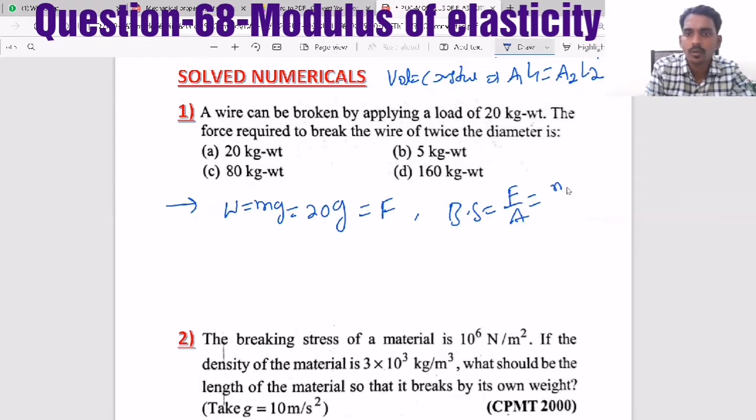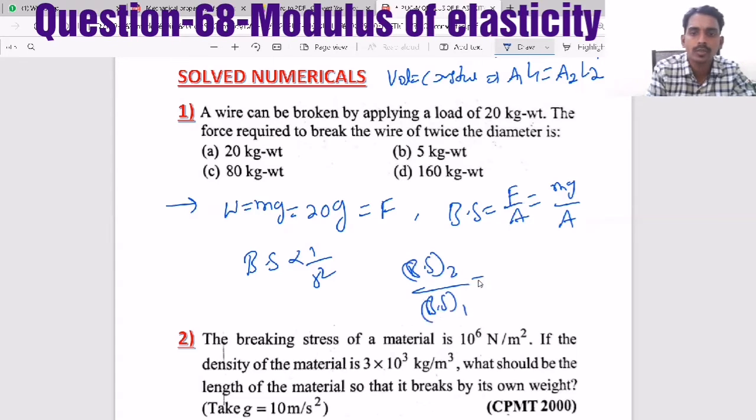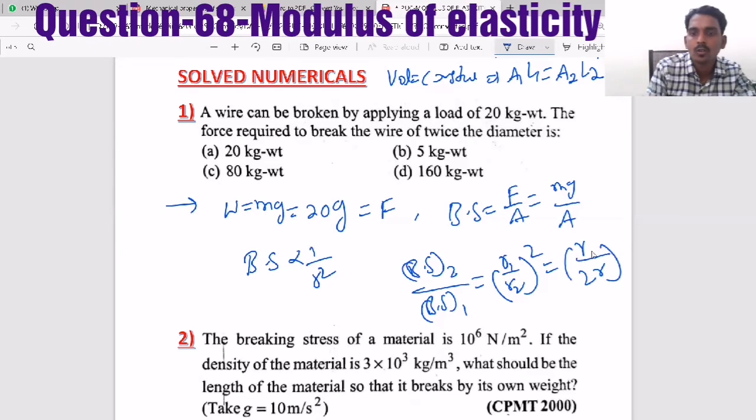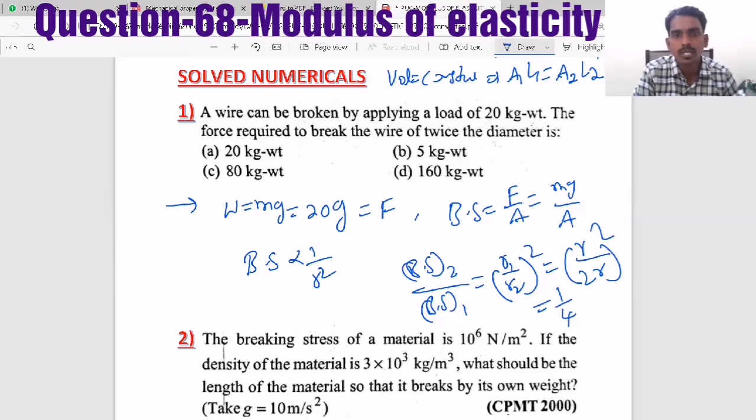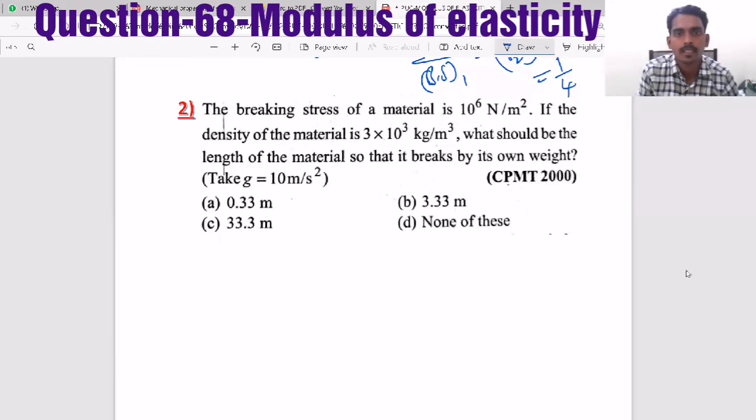Force is weight of the body by area. Now breaking stress depends upon area. That means breaking stress is inversely proportional to square of the radius. So breaking stress for the second one by breaking stress for the first one equals (R1 by R2) whole square. Now R1 is R and R2 is 2R, whole square. That means 1 by 4. So the breaking stress will become 1/4. So 5 kg weight will become the answer.